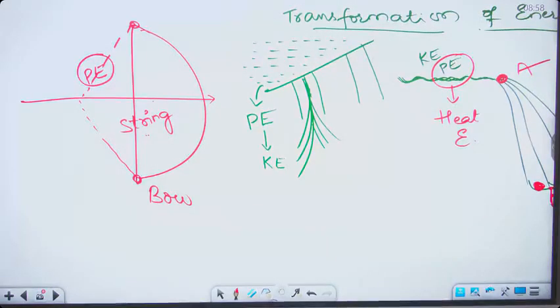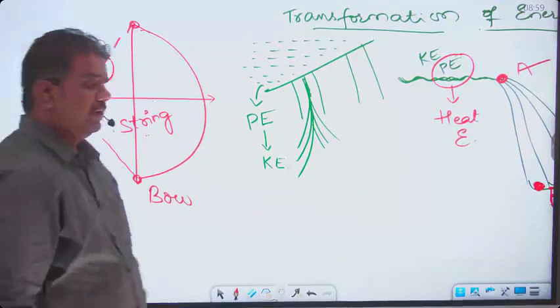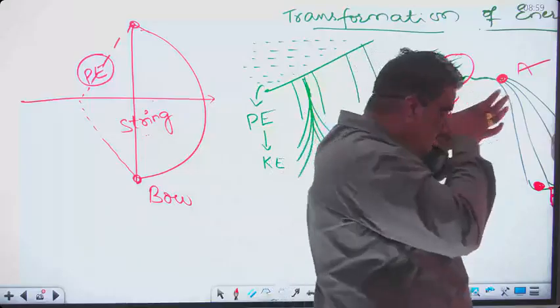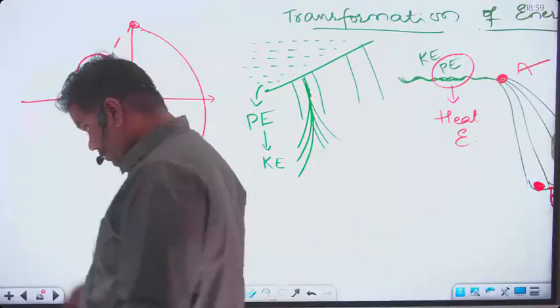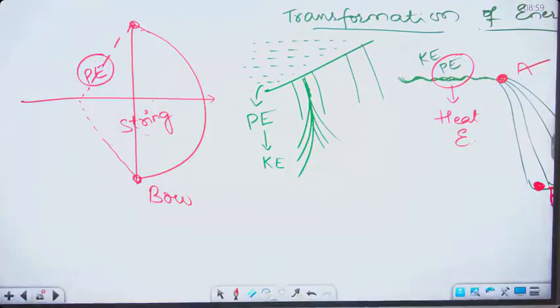The energy stored in the spring of a clock is always potential, which gets converted to kinetic energy of hands of the clock. HANDS, hands of the clock.